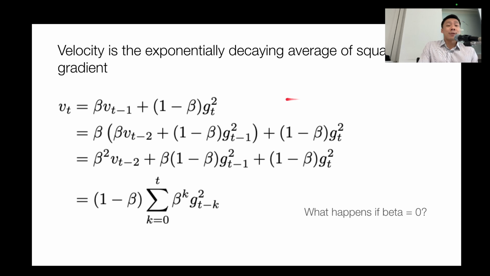This is the same math, right? I just replaced g sub t with g sub t squared, but the recurrent relation is the same. This equation is even the same. But again, I replaced the gradient with the gradient squared. What if beta is equal to 0?